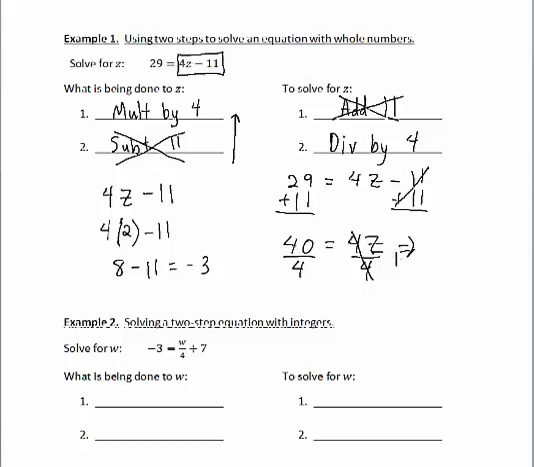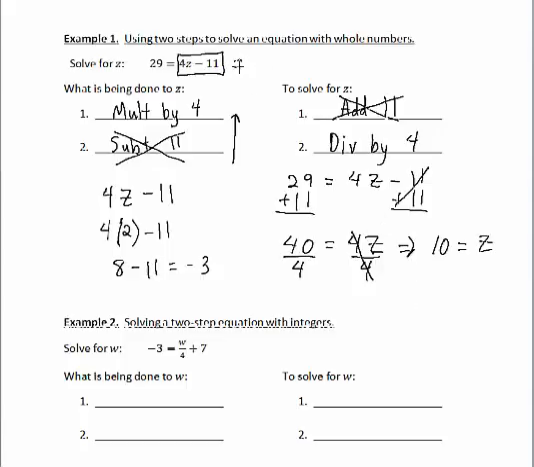So, not really having any room below, I'll go off to the side. There's my equal sign. On the right side, I'm left with a z, which is the goal of solving an equation. And on the left, I have 40 divided by 4, which is 10.